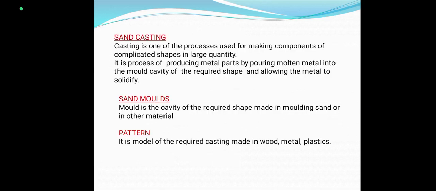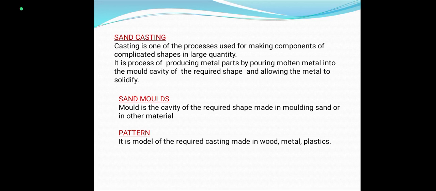Sand casting. Casting is one of the processes used for making components of complicated shapes in large quantity. It is the process of producing metal parts by pouring molten metal into the mold cavity of the required shape and allowing the metal to solidify. Sand molds. Mold is the cavity of required shape made in the molding sand or in other materials.